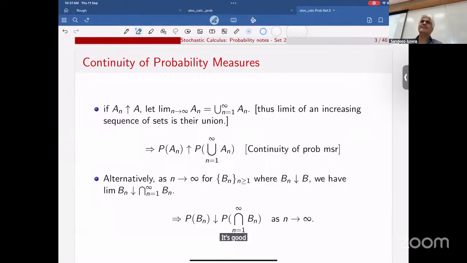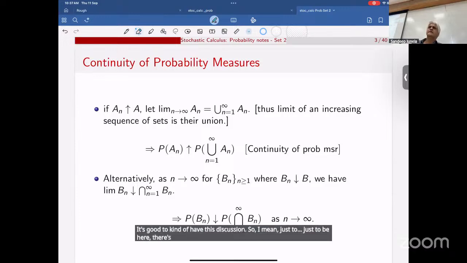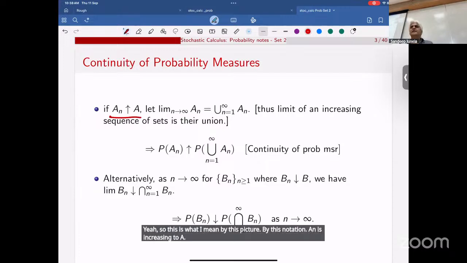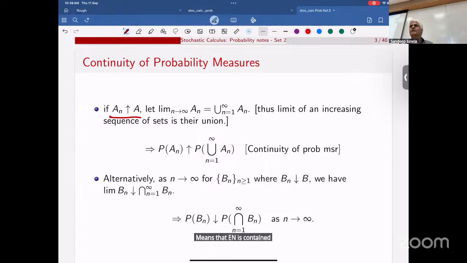It's good to have this discussion. Just to be clear, A1 is contained in A2, and A2 is contained in A3. That's right. So this is what I mean by this notation: An is increasing to A means that An is contained in An plus 1 for every n. Right, okay.